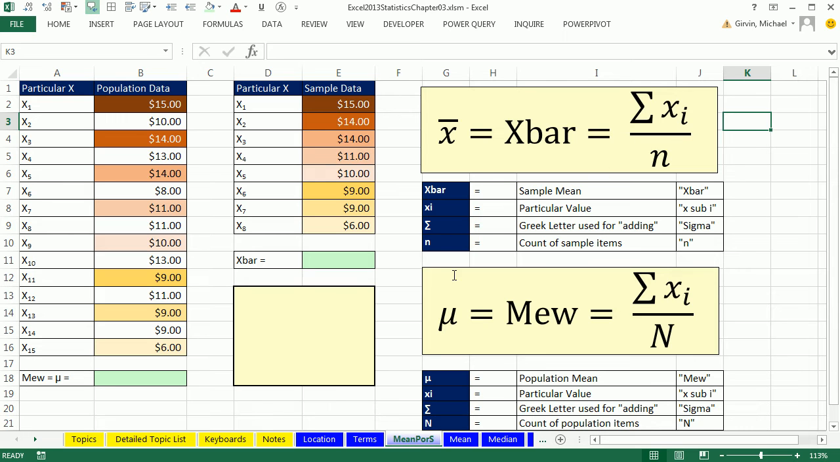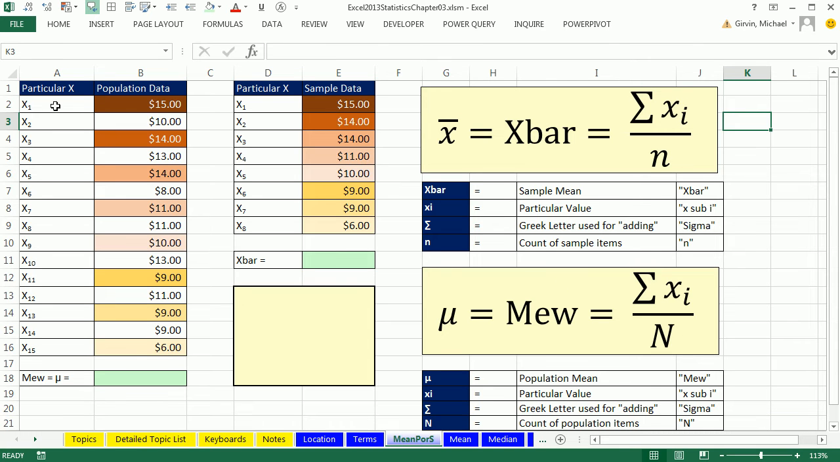Now, if we're doing it from a population, we're going to use different notation. That is a Greek letter called mu, just like a cat sound, mu. Here, it looks like it's exactly the same, but we're going to indicate that it's from the population by using capital N. Add up all of the particular X's and divide by the count. Little n for sample, big N for population.